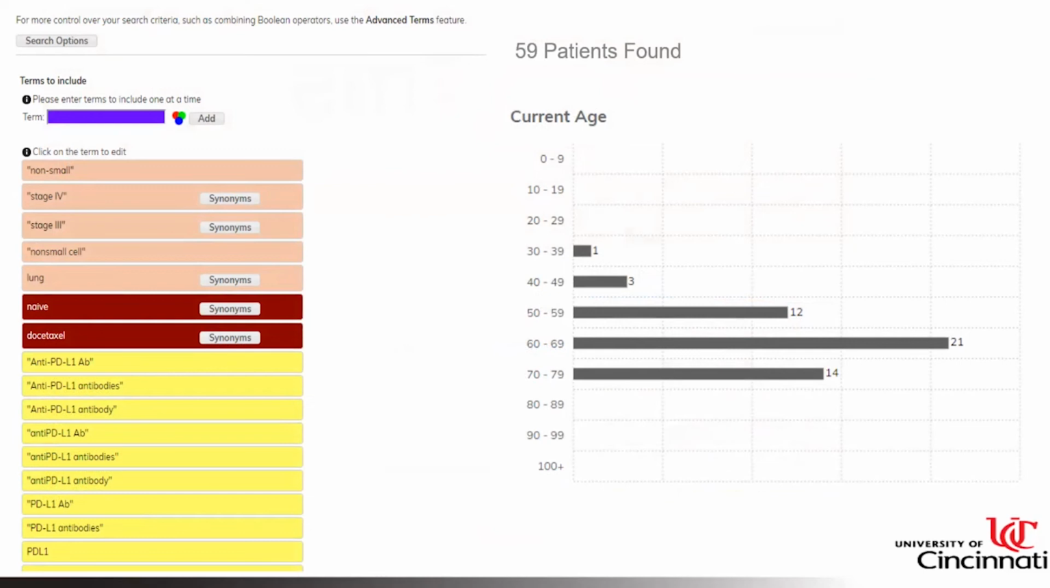But you can put in things such as stage 4, stage 3, non-small cell lung cancer. And then the different colors represent Boolean logic. So the same color means it can have any of these terms. The different colors mean they have to have all of these terms. So I can have any of these tan terms, any of these maroon terms, any of these yellow terms.